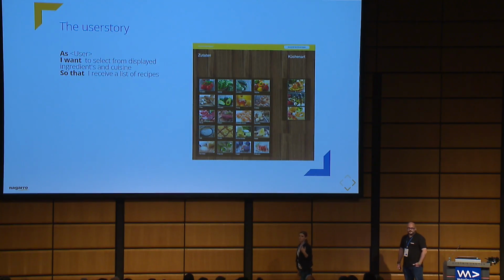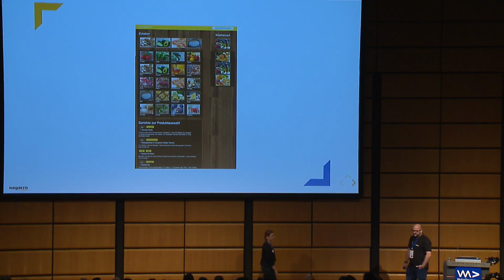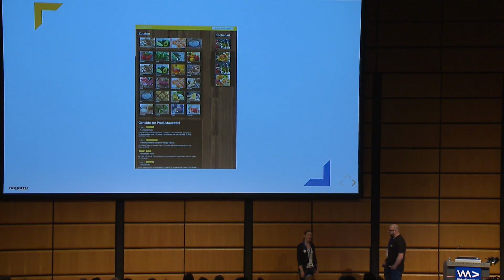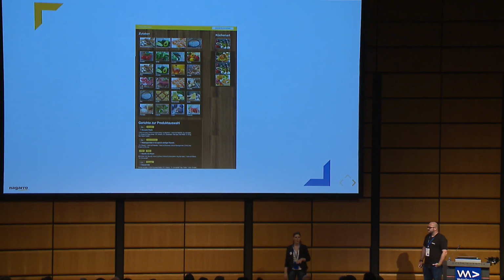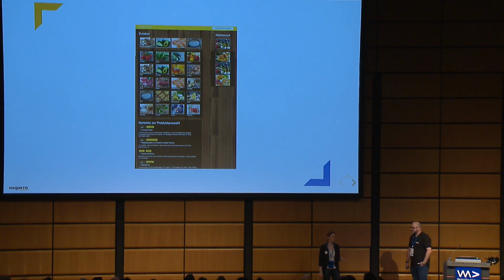In order to help you visualize in your head what the idea should look like, we also provide a little screenshot of how the application should look in the end. When we look at the picture, we have three areas. The first one is the area where the user can select their ingredients. The second one is the area where you can select one cuisine type, and at the bottom of the web application, you should see a list of recipes.